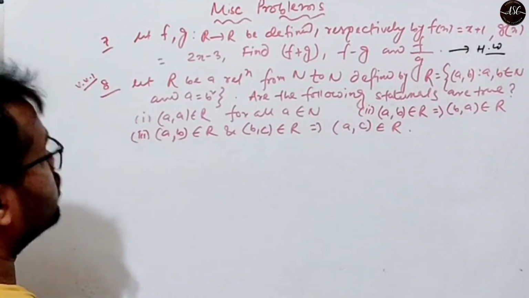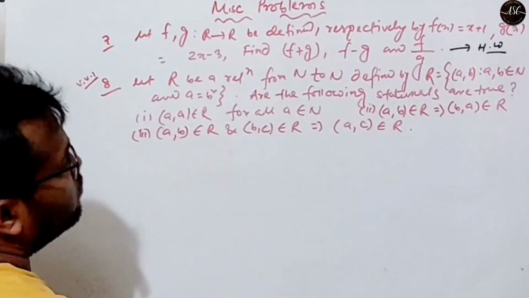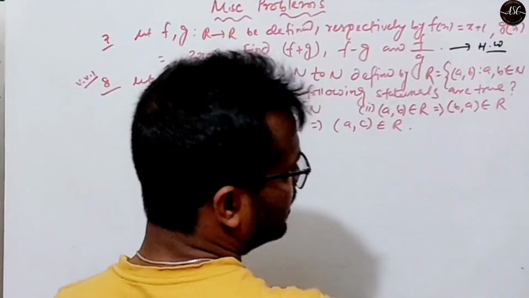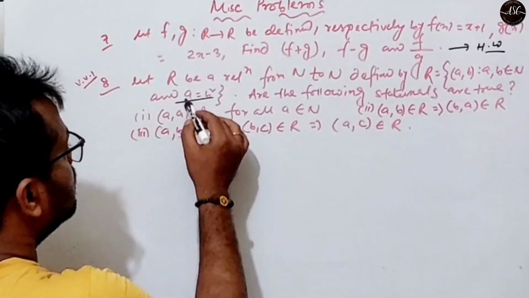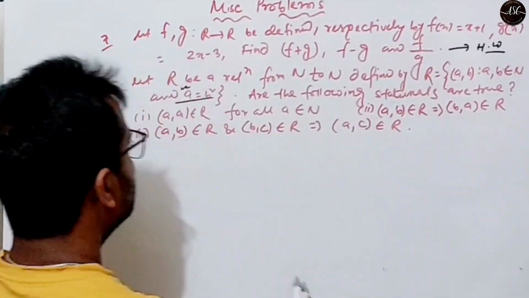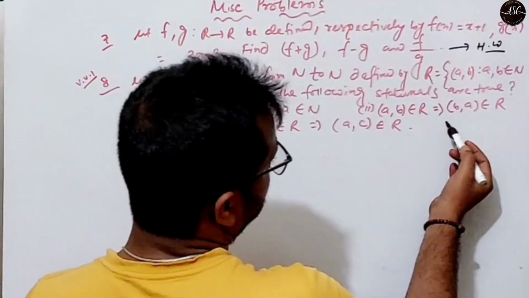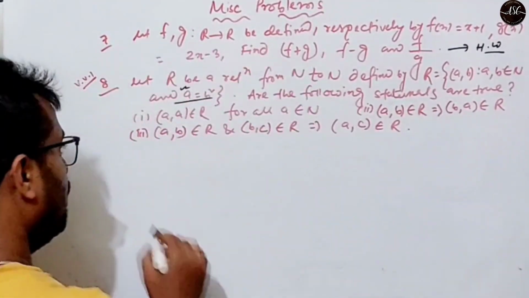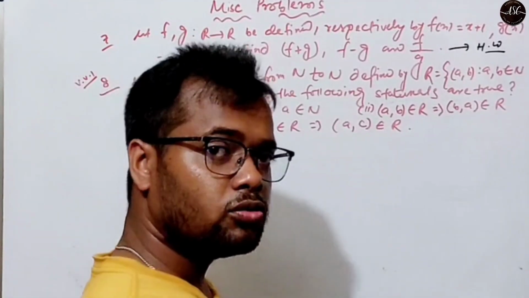Look at this question, question number 8. This is very important. Let R be a real relation from N to N defined by R equal to {(a, b) such that a, b belong to N and a equal to b square}. Which of the following statements are true? One: (a, a) belongs to R for all a belonging to N. Two: (a, b) belongs to R implies that (b, a) belongs to R. Three: (a, b) belongs to R and (b, c) belongs to R implies that (a, c) belongs to R.